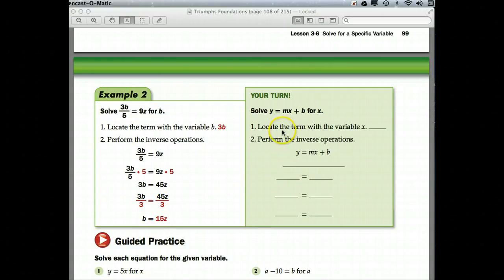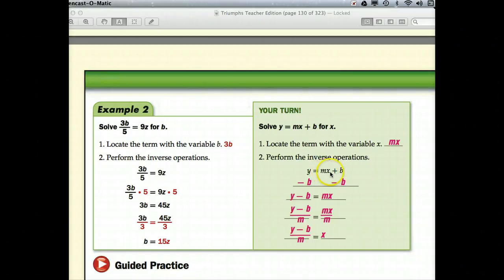So now it's your turn. We're going to locate the term with the variable x since we're solving for x. It looks like mx. So let's perform all the inverse operations for y equals mx plus b, solving for x. I'm going to pause for a moment, let you solve that, and we'll come back and check your answer. We're trying to solve for x, so let's begin by subtracting b from both sides, then simplify. Here we've got multiplication going on, so we need to divide both sides by m. So x is equal to y minus b over m. Very good.